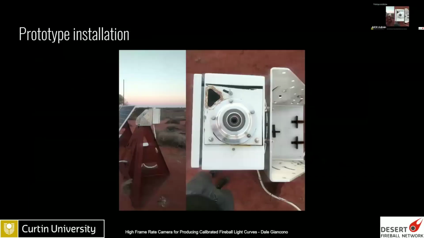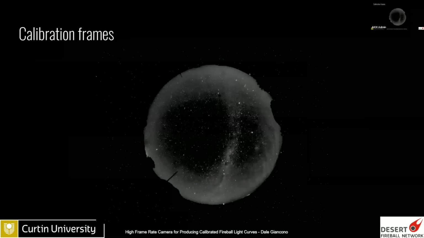Here's a picture of the prototype, which we installed out near Perenjori in Western Australia at an existing Desert Fireball Network site. You can see here the solar power and the batteries that power this station. And just the top here is the fisheye lens. The camera's inside the box. We take calibration frames every 20 or so minutes.